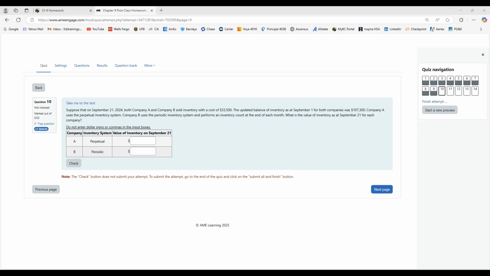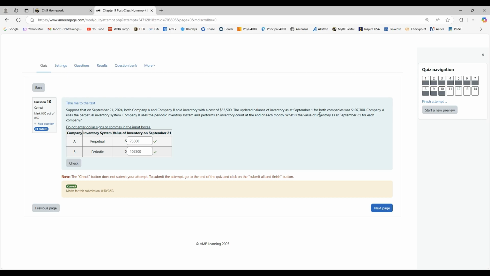So the inventory only updates under the periodic system when they do the count at the end of the month. So what we're saying is we started with 107,300 and then we sold 33,500. And so for the perpetual, it's going to be the 107,300 minus the 33,500, or 73,800. But for the periodic, because we haven't yet done the inventory count, and gone out and looked, and updated inventory at the end of the month, it's still the same balance it was at the beginning because we're only at September 21st.